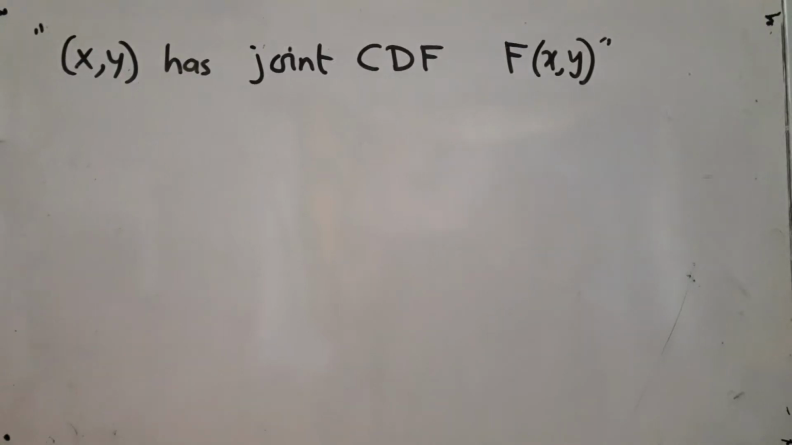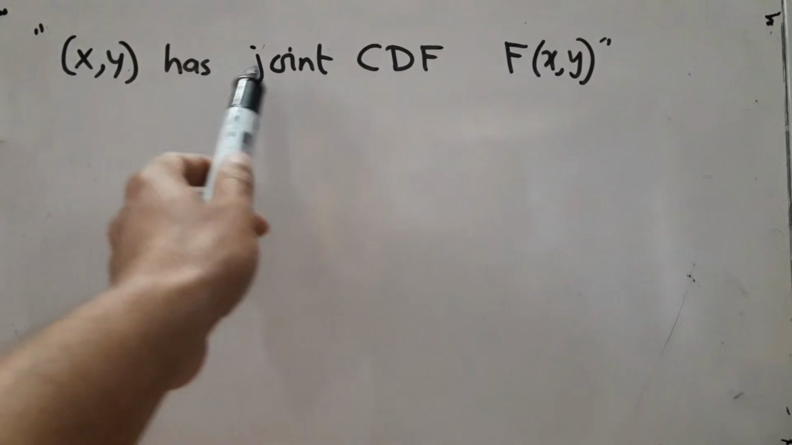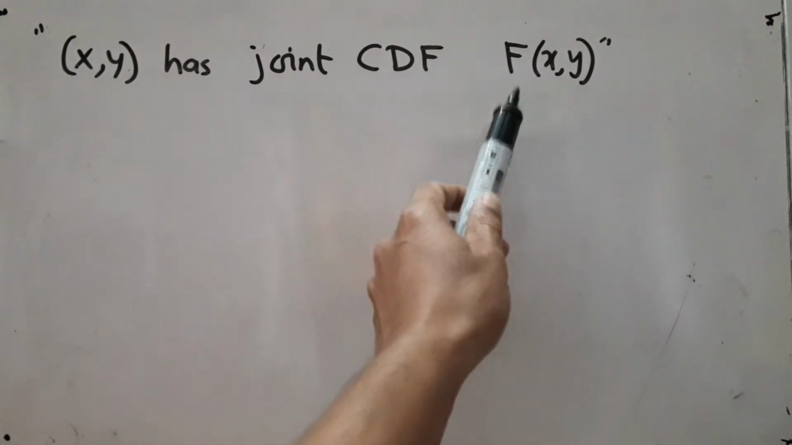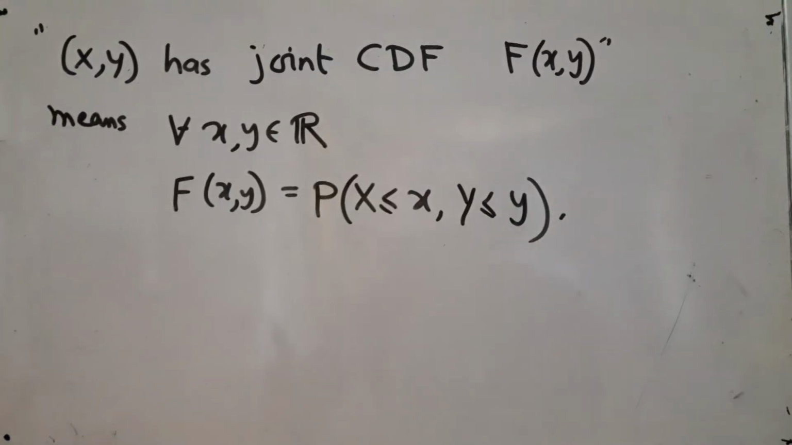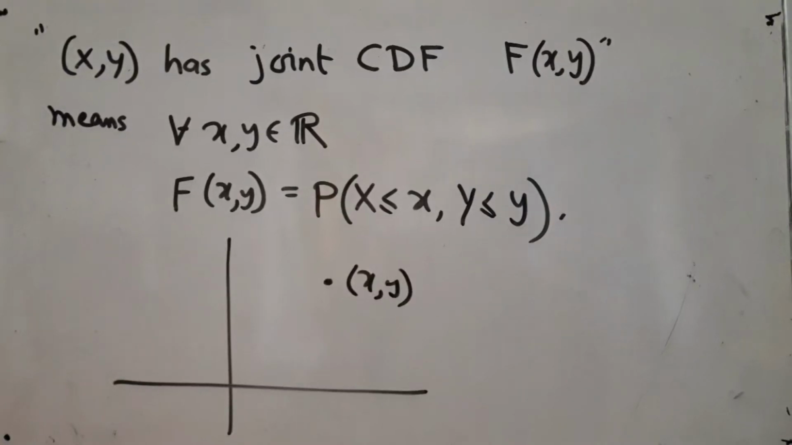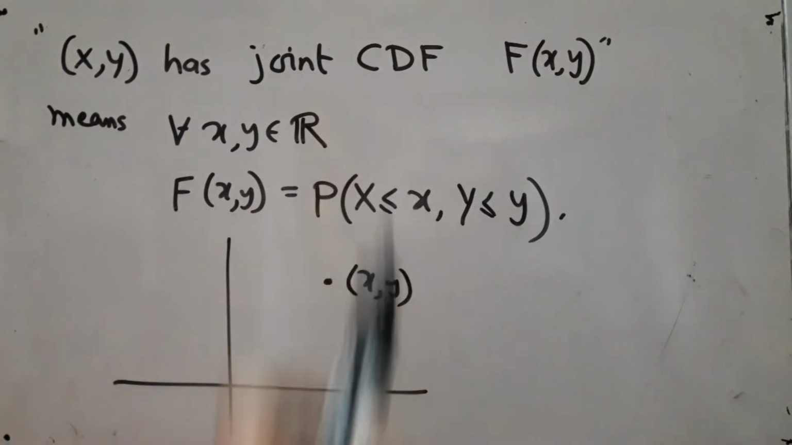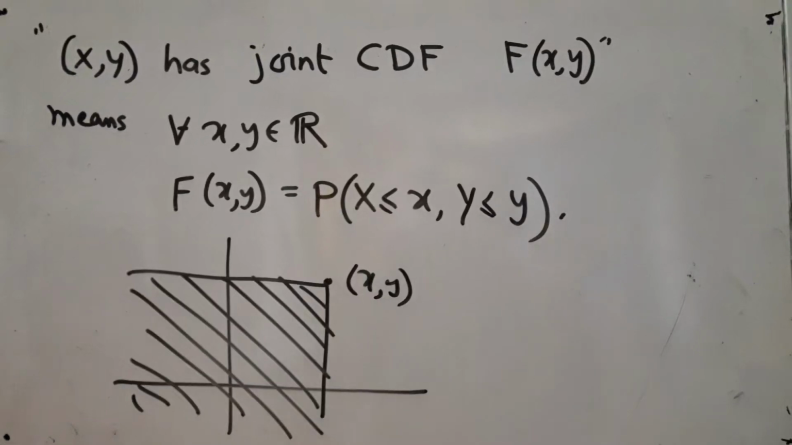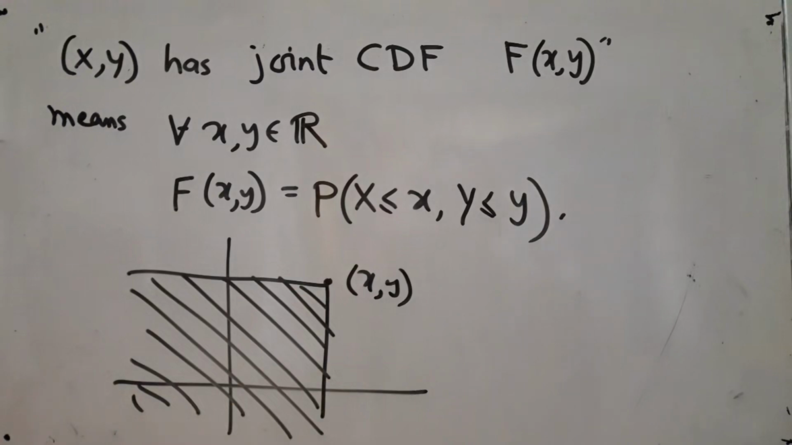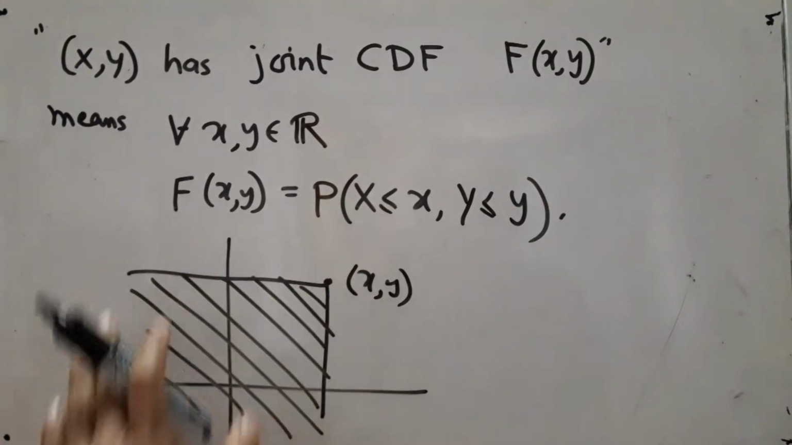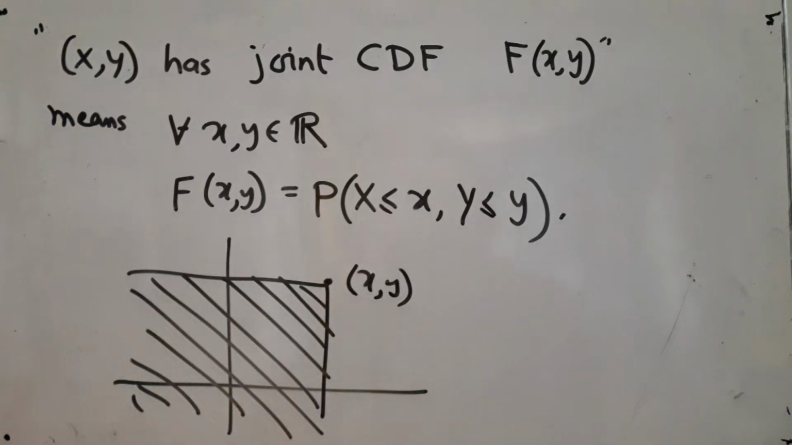We already know from last semester what it means by saying XY has joint cumulative distribution function F_XY. It means for all x, y in R, F_XY(x, y) is the probability that capital X is less than or equal to x and capital Y is less than or equal to y. In other words, if (x, y) is a point on the plane, you are considering the region to the southwest of this point, the infinite rectangle, and trying to find the area above this under the density surface.